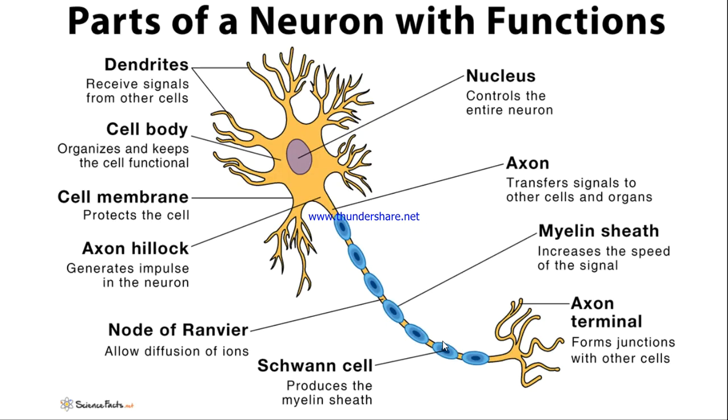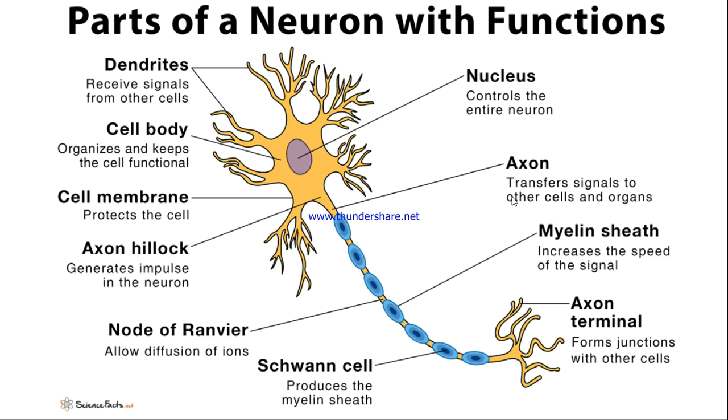Let's just summarize and see the functions of each and every part of the neuron. Dendrites receive signals from the cells. Cell body organizes and keeps the cell functional. Cell membrane protects the cell. Axon hillock generates the impulse in the neuron. Nucleus controls the entire neuron.